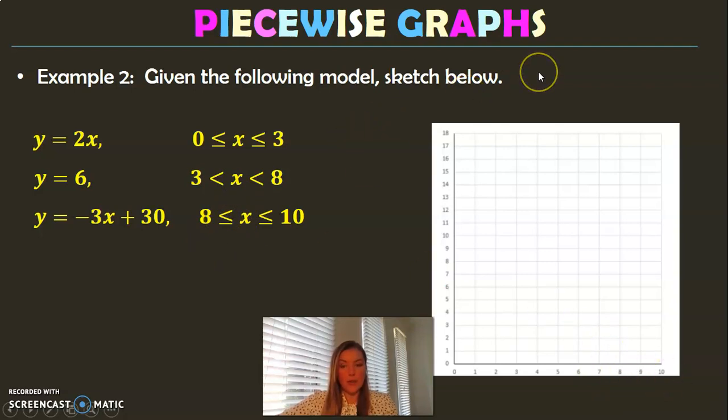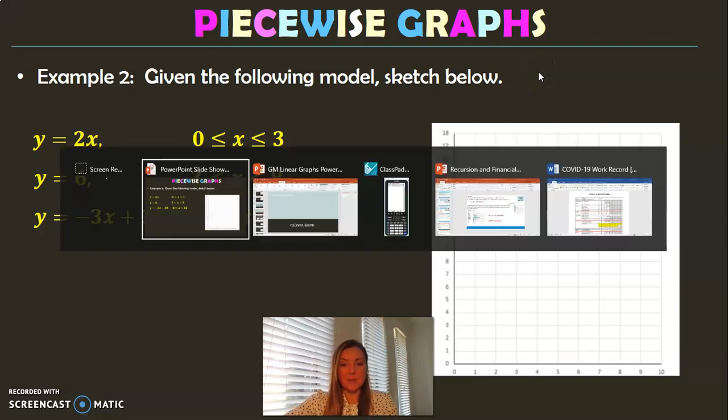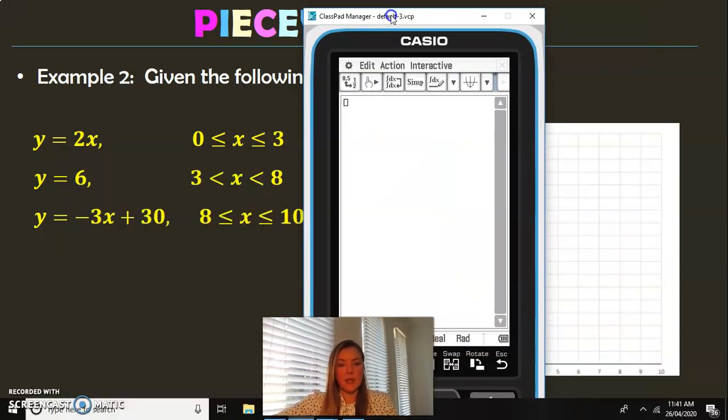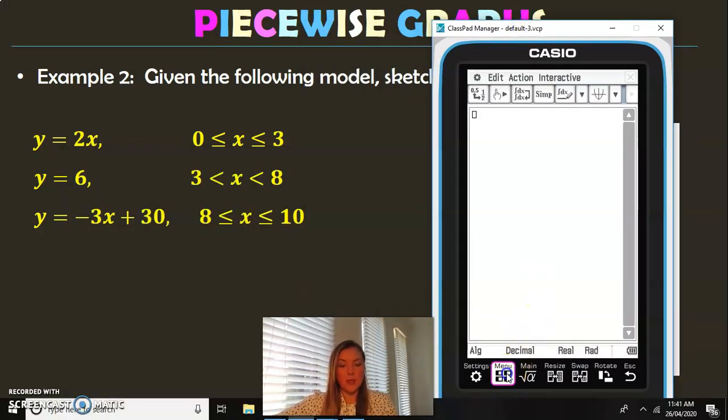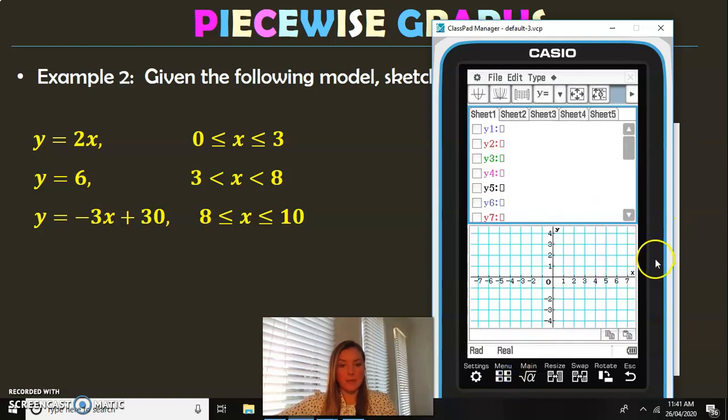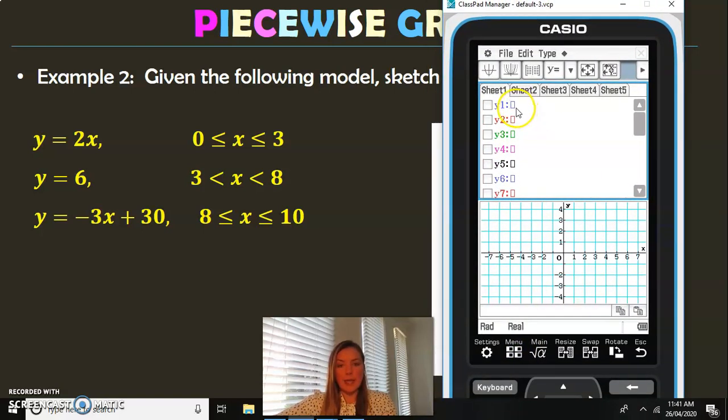So I would grab the calculator out for this one. Let's get it out here. And what I'd be doing is going to my graphs and tables. In our first part here, we're going to put the first graph. So that's a y equals 2x graph.